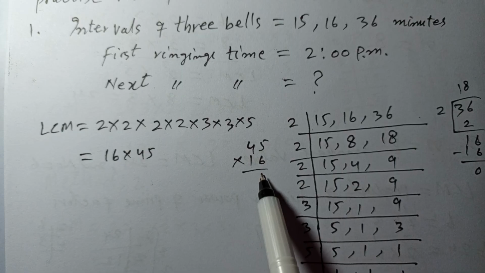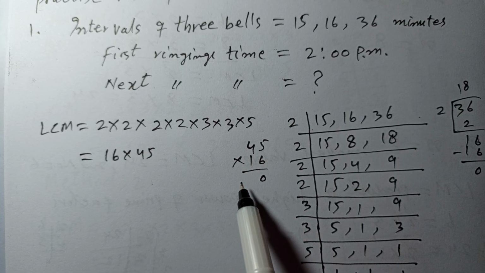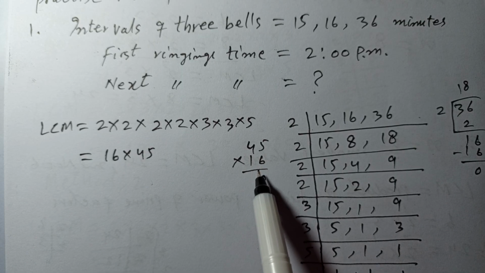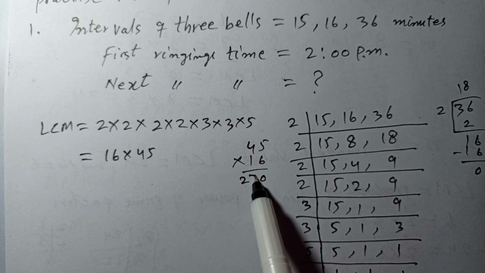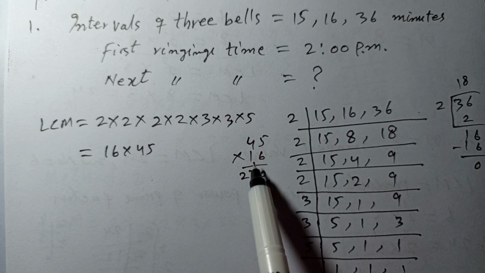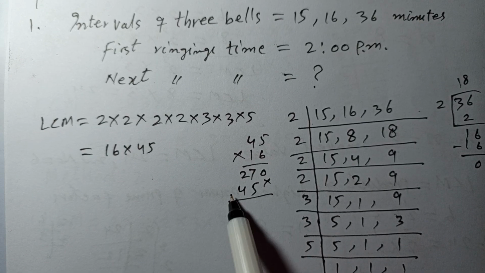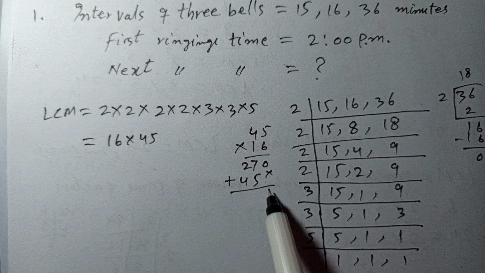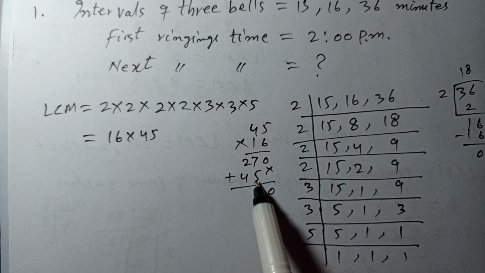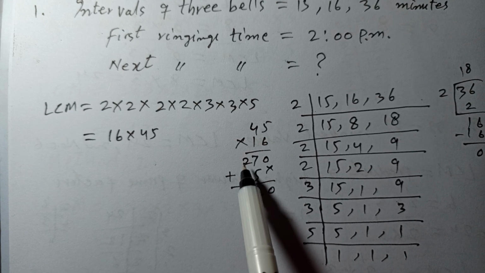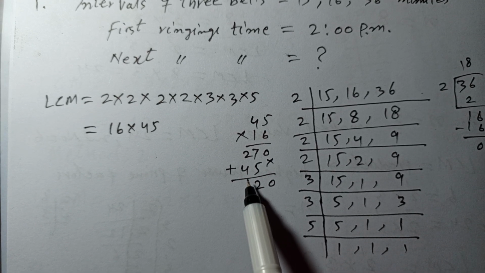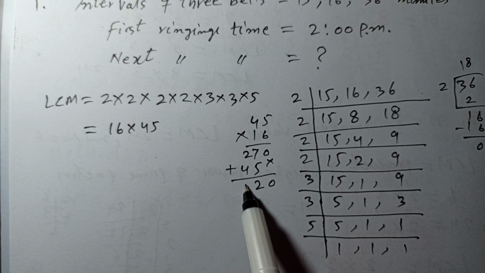6 5s are 30. 6 4s are 24. 24 plus 3 is 27. First one is class. 1 5s are 5 and 1 4s are 4. Add these, 0 here. 7 plus 5 makes 12. 2 plus 4 makes 6. 1 of carry makes 7.